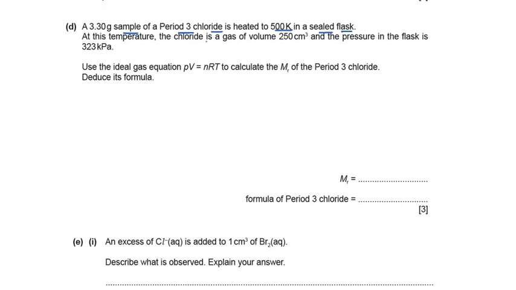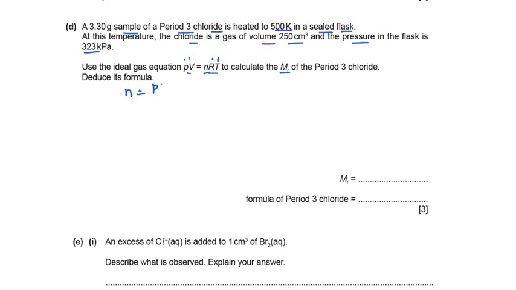At this temperature, the chlorine is a gas of volume 250 cm³ and the pressure in the flask is 323 kilopascal. Use the ideal gas equation PV = nRT to calculate the molecular mass of the period 3 chloride. Deduce its formula. First, if we look at the equation, we have pressure, we have volume, we know R and we know the temperature T. What we don't know is the moles, and that is what we are supposed to calculate.